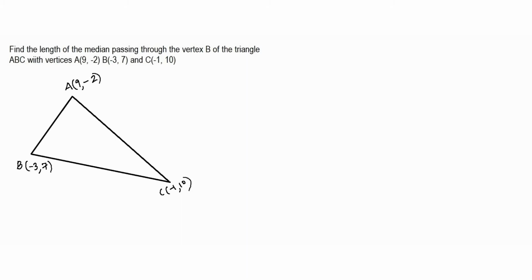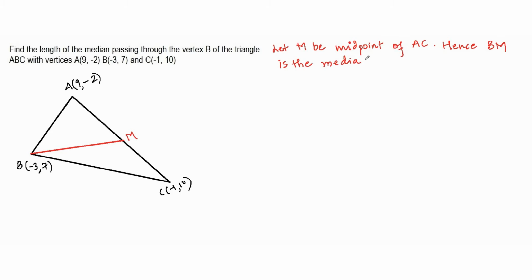These are the vertices. And we want to find the length of the median passing through the vertex B. So the median is basically the line segment that joins the vertex of a triangle with the midpoint of the opposite side. So let M be the midpoint of side AC, and hence I can say that BM is the median.